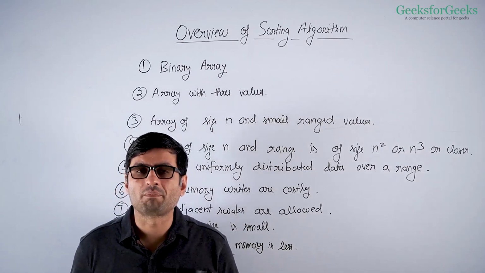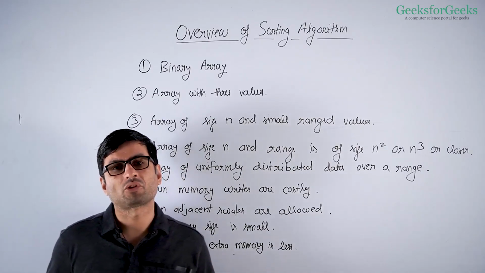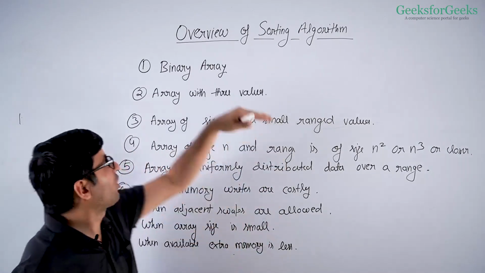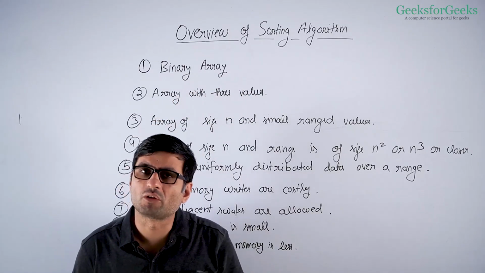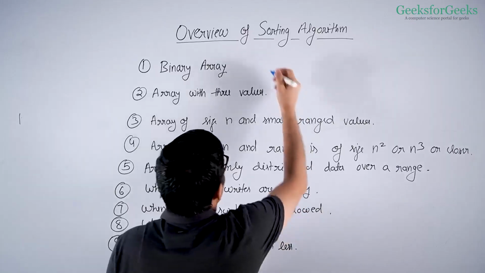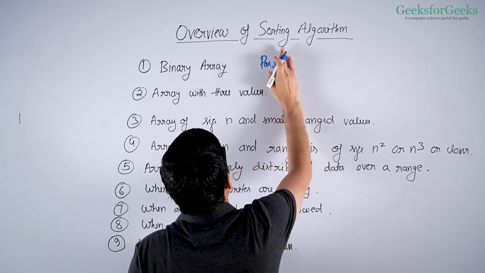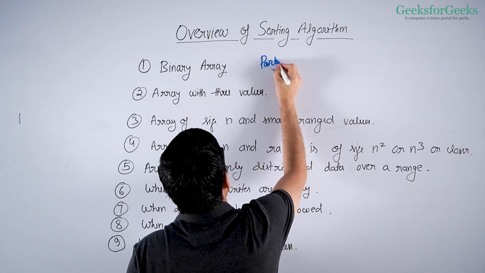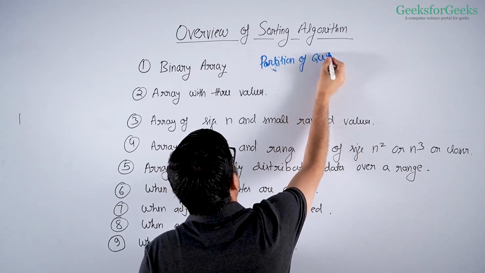We are given a binary array, or an array of two types of elements. We need to sort it. We have talked about this problem in a separate video, and this problem is solved using the partition algorithm of quicksort. So it's efficiently solvable using the partition algorithm of quicksort.